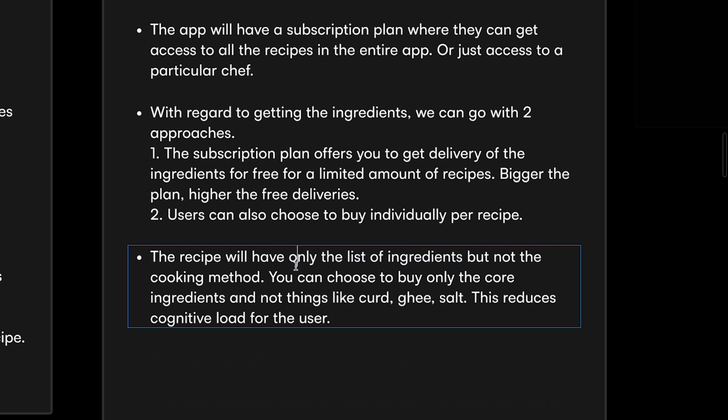I don't know, right? You can choose to buy the core ingredients, okay? Only the core ingredients and not things like curd or ghee or salt, right? The thing is, if we only let the user buy the core ingredients, they don't have to think about small things like ghee, curd and salt, because pretty much every household is going to have these basic ingredients. Okay. Now this reduces the cognitive load for the user because they don't have to make decisions. They don't have to individually select items. They just have to say, yes, I want ingredients, or no, I don't want ingredients. And these are the core ingredients.